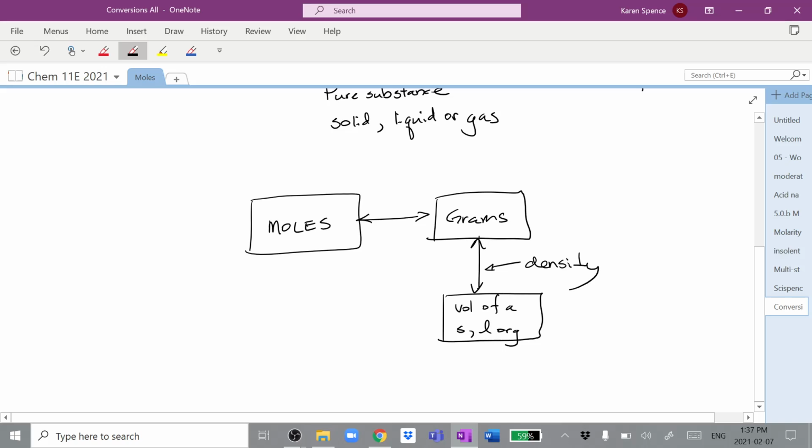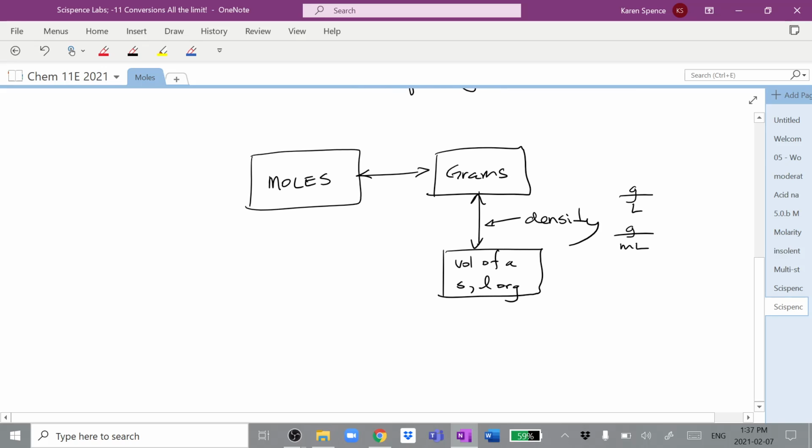Now, density can have all kinds of units. It could be grams per liter. It could be grams per milliliter. It could be grams per centimeter cubed. It could be milligrams per milliliter. You know, I could give you any of those units. So all you have to make sure is that your volume units agree and that your mass units agree. And if you're wanting to find moles eventually, you are going to have it in grams because your conversion factor between moles and grams is the grams per mole, which is the molar mass.